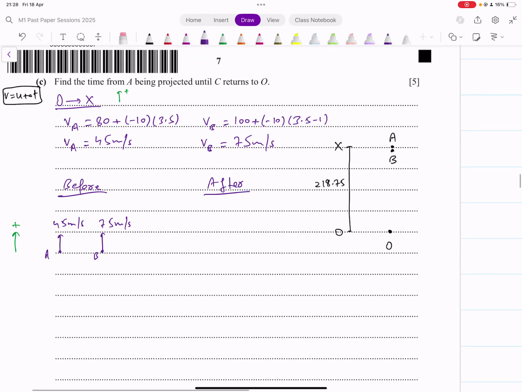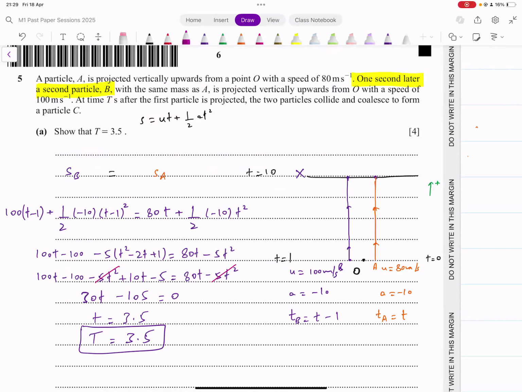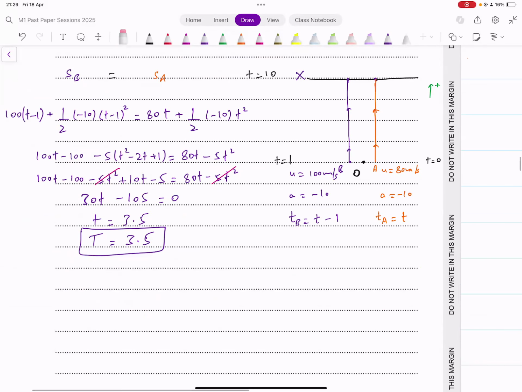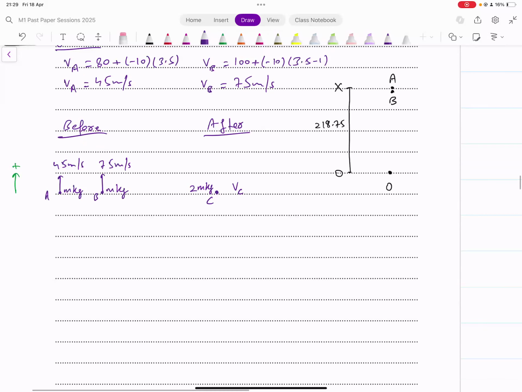After collision, they coalesce and become one single object. That single object is C. And we don't know what the velocity for C is. Let's call that VC. Now, do we have their masses? Okay, so they have the same mass. That's all that they're telling us. So if they have the same mass, then we can say if this is m kilograms, this is also m kilograms. And C would then be m plus m. That's 2m kilograms.